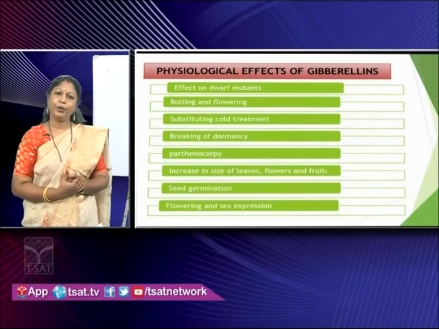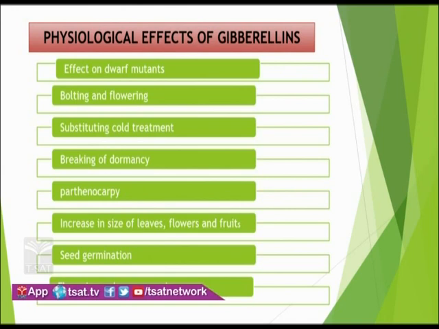Now, we will quickly look into the physiological effects of the gibberellins. As I told you in the introduction itself, these gibberellins promote stem elongation. In a few kinds of dwarf mutants, if you take the example of the maize plant or certain kinds of peas where there are dwarf varieties, they are dwarf because they cannot synthesize gibberellins inside themselves. So, exogenous application of these gibberellins can help in elongation of the stem and coming back to the natural form.